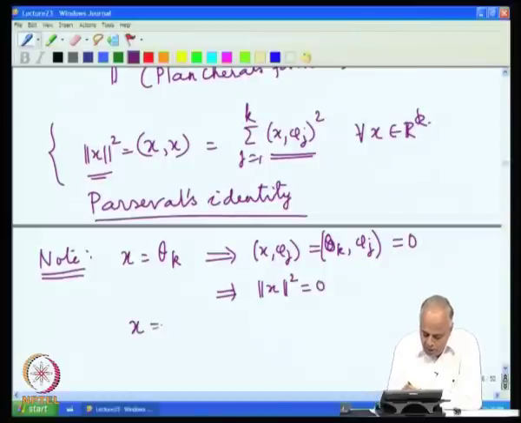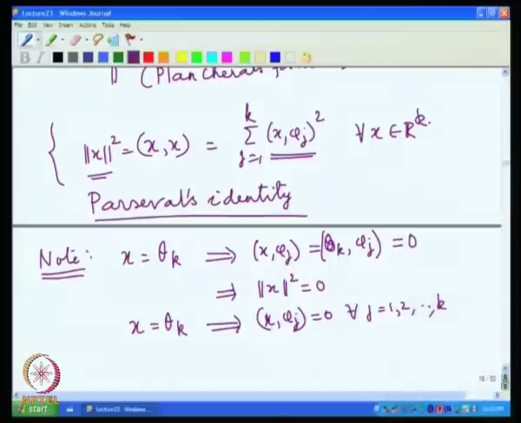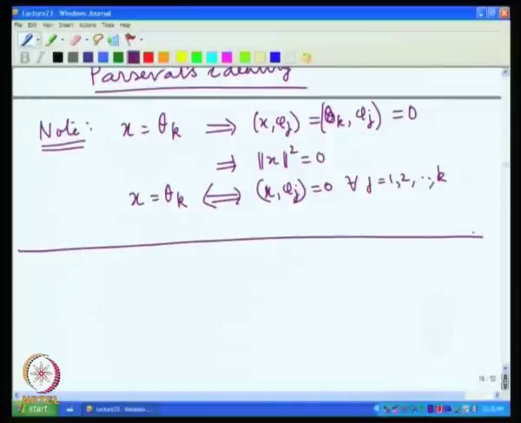So, whenever x is the 0 vector, the Fourier coefficients are all 0 for every j equal to 1 to k. Conversely, if the inner product of x and phi j is 0 for all j, then the Fourier expansion tells you all the coefficients are 0, and therefore, the vector must be 0. So, a vector is the 0 vector if and only if it is orthogonal to all the basis vectors. This is one criterion for phi 1, phi 2, up to phi k to be a basis. We will look at it later.